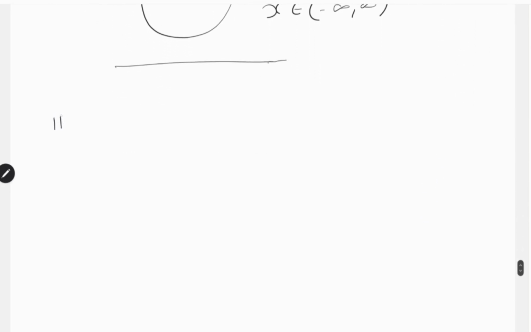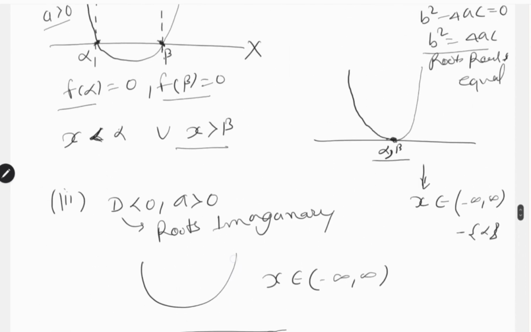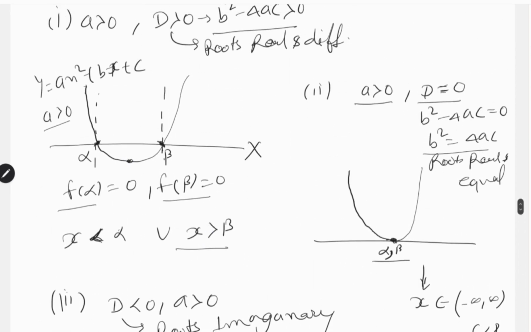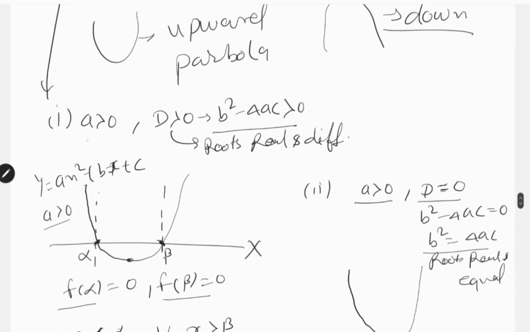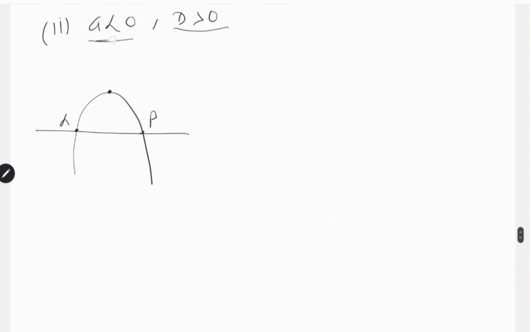Now the second condition: if A is less than 0, then D is greater than 0. If A is less than 0, then the parabola is downward, and D greater than 0 gives two roots alpha and beta. That is the maximum point, and that is the minimum point. If A is greater than 0, we find only a minimum point. If A is less than 0, we find a maximum point.